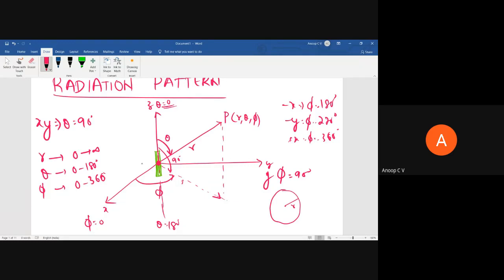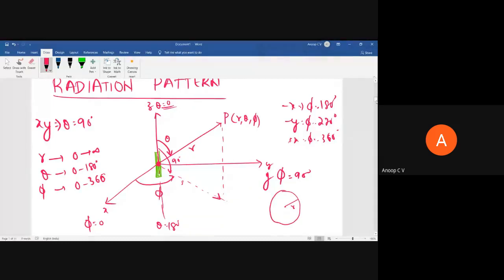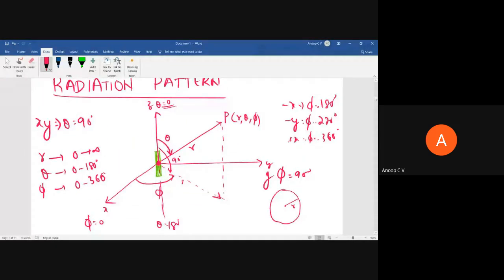So now, just listen. I'm keeping my antenna at the origin, and I'm on a sphere of some radius r. A sphere is nothing but what? If I join all the points which are at a constant distance from the origin, that is a sphere. So even though I've drawn it as a circle, please consider it as a sphere.